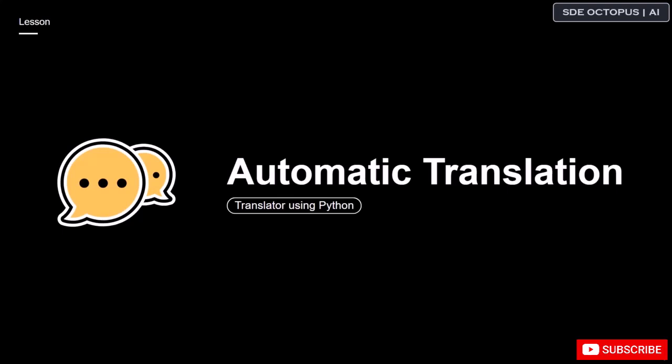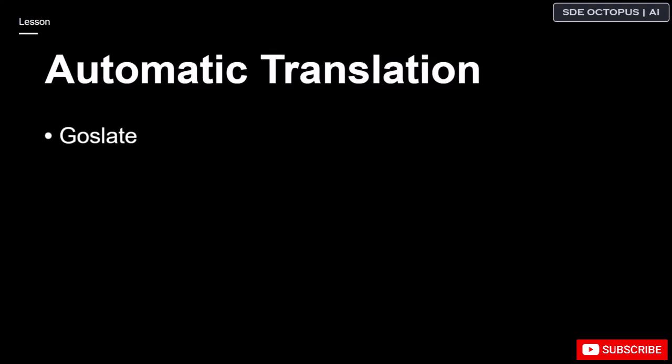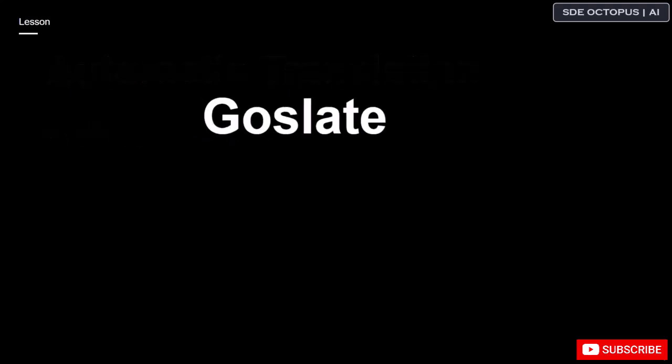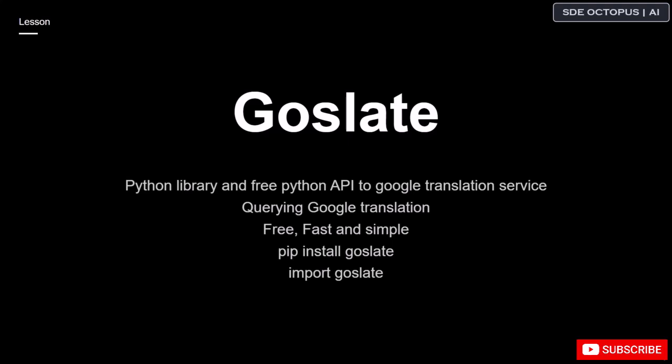Automatic translation using Python programming language. Hi everyone, welcome to this lesson. There are many libraries in Python programming language that you can use for automatic translation. The first library that we are gonna use for automatic translation using Python programming language is called Ghostlet library. Simply, Ghostlet is a Python library.